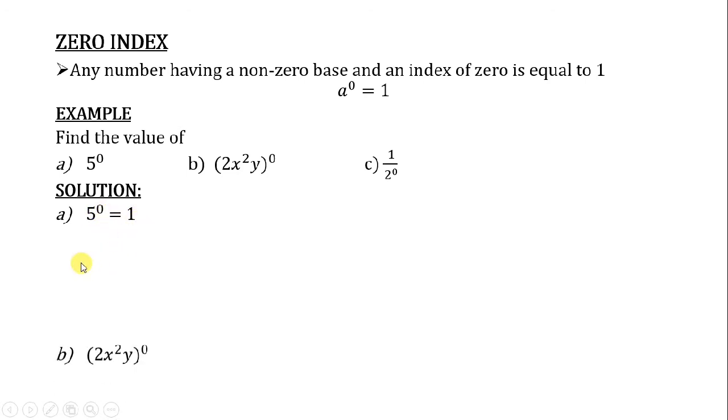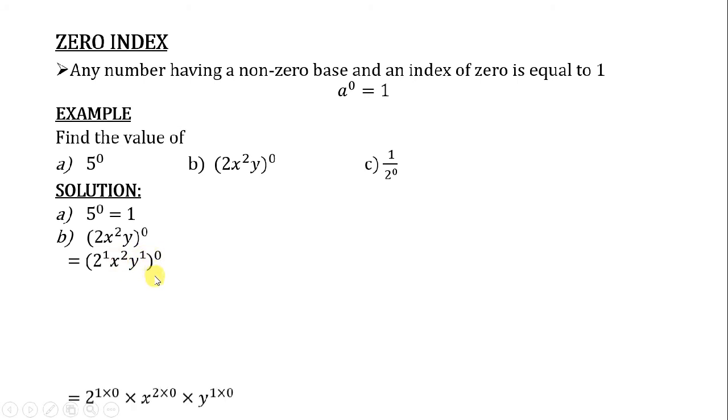And then we have (2x²y) all to the power 0. First, we use the index of an index. We'll raise 2 to the power 1, and then we have x squared. Then we'll raise y to the power 1. We express y in power form by saying y to the power 1. All that to the power 0.